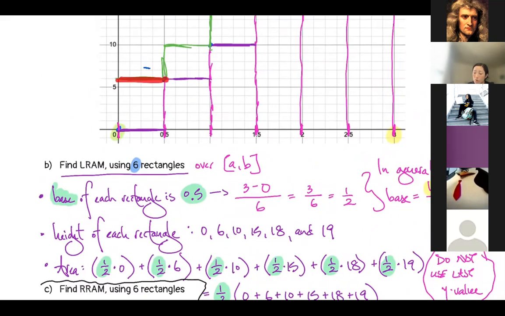Okay, let me ask that question one more time. Is this height f of 0 or f of 0.5? Yeah, f of 0.5, good. Okay, and so is this height, how could I describe that in terms of y values? F of 0.5 or f of 1? F of 1, good, good, good. Okay.